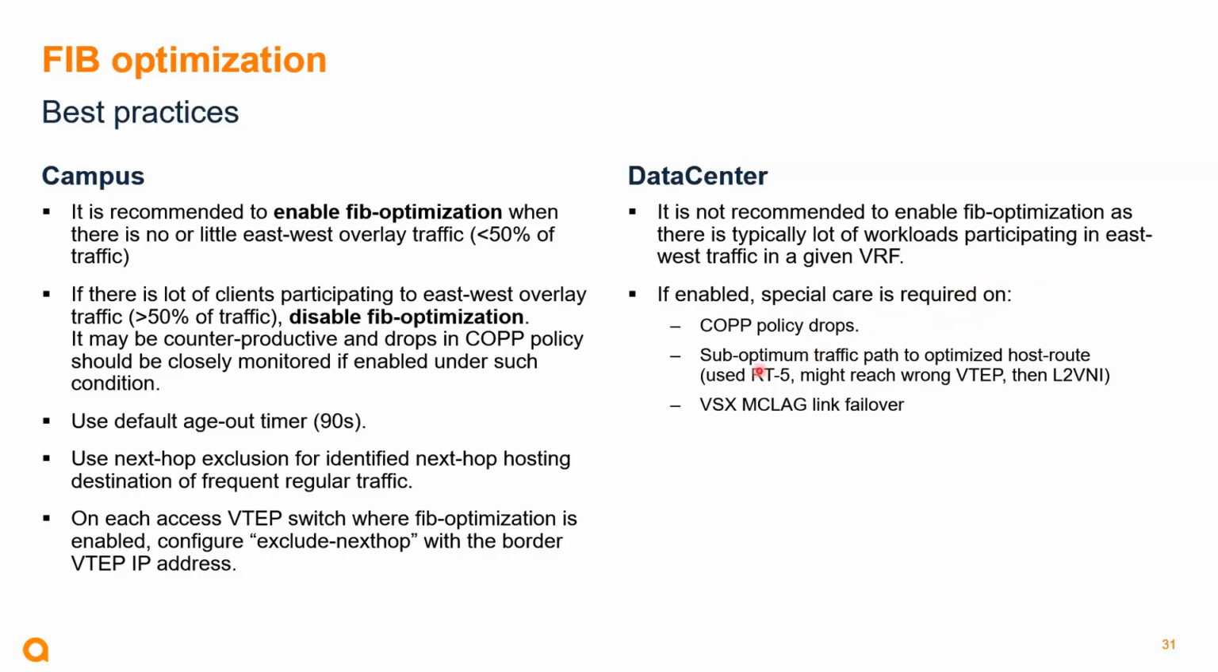And obviously, sub-optimum traffic paths may be seen a lot, as in the symmetric IRB distributed gateway. You may have the VLAN stretched and hosted behind multiple VTEPs. So really not a good use case for the data center.